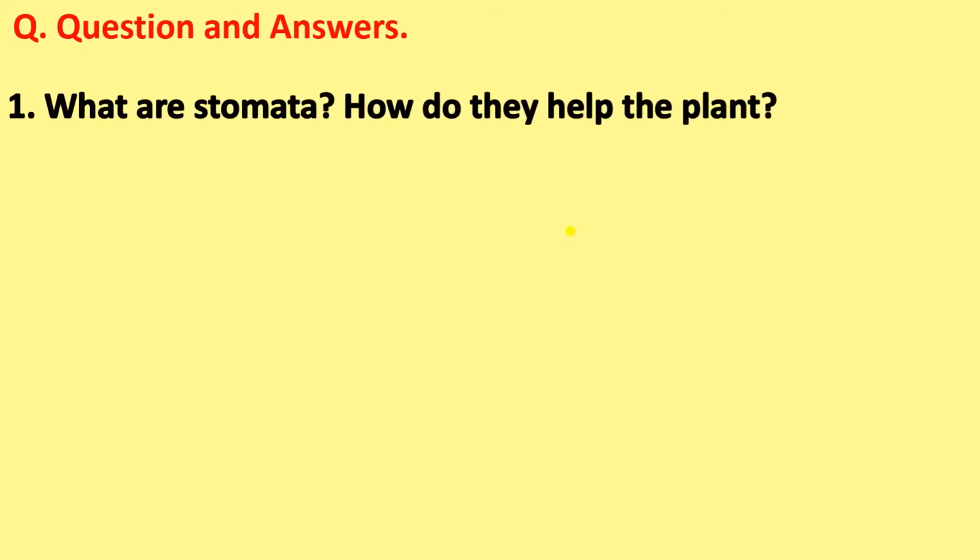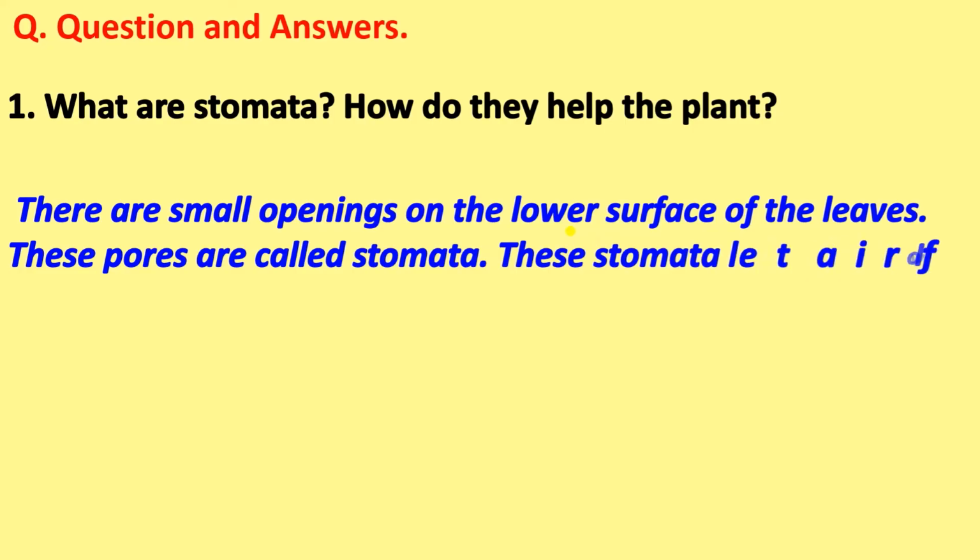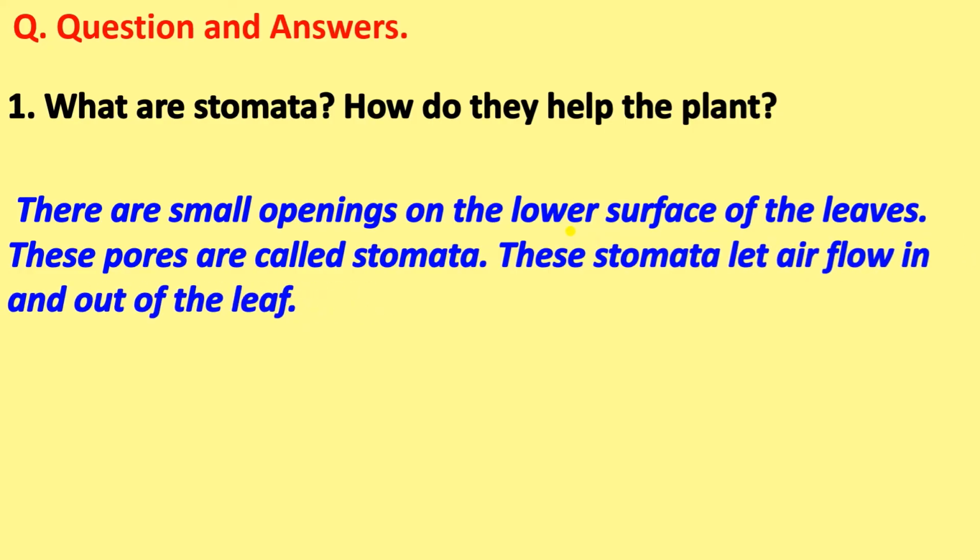Next is question and answers. First question, what are stomata? How do they help the plant? There are small openings on the lower surface of the leaves. These pores are called stomata. These stomata let air flow in and out of the leaf. So in this way, it helps the plant by letting the air flow in and out of the leaf. Okay, this is the answer.